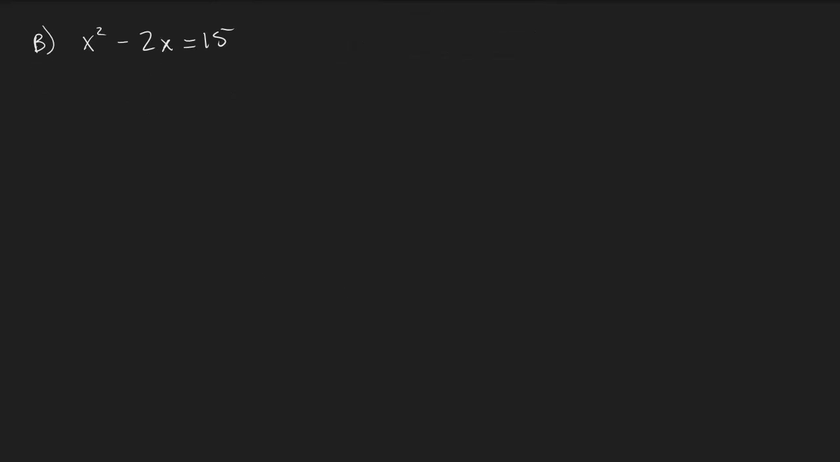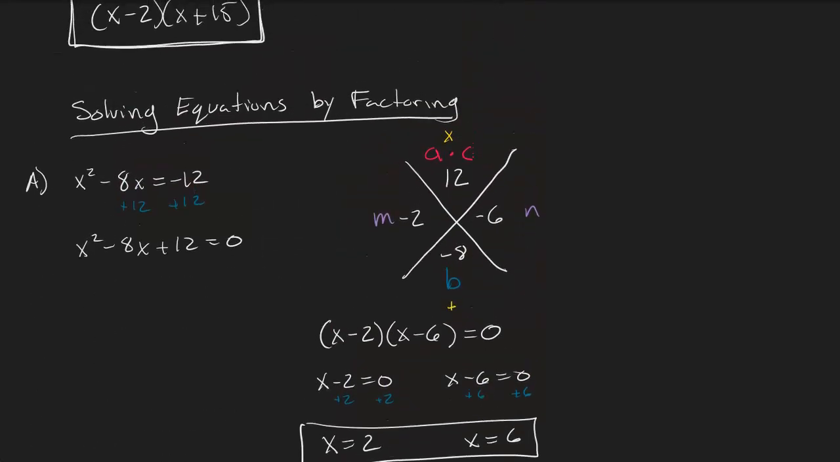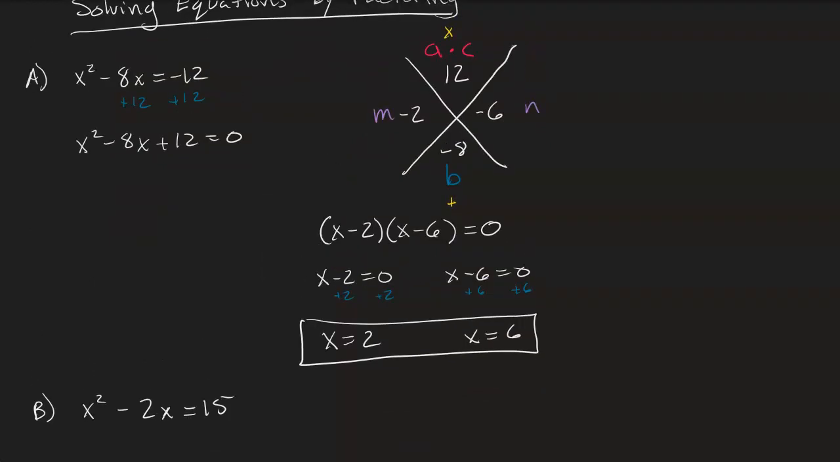Let's take a look at our last example. x squared minus 2x equals 15. Again, we want to solve by factoring, and we'll use the x method to do so. So let's go ahead and start that process. But first, I want to get this in standard form, get 0 on one side. So I need to move this 15 over to the left side. I can do that by subtracting 15 from both sides, and I get x squared minus 2x minus 15 equals 0. I'm just going to write out that my b is negative 2 and my c is negative 15.